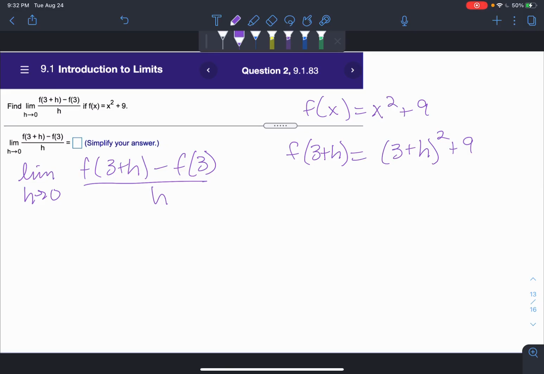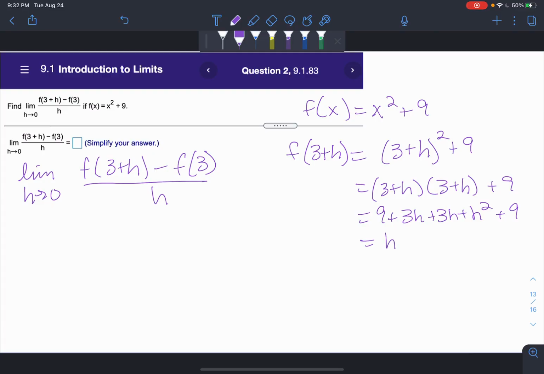So now let's expand that. 3 plus h times 3 plus h plus 9. Let's do the outer, 9 plus 3h plus 3h plus h squared plus 9. If we combine like terms, h squared plus 6h plus 18 is what I got for that one. And then we also need f of 3. So let's plug in 3 wherever I see an x. 3 squared plus 9, 9 plus 9, or 18.